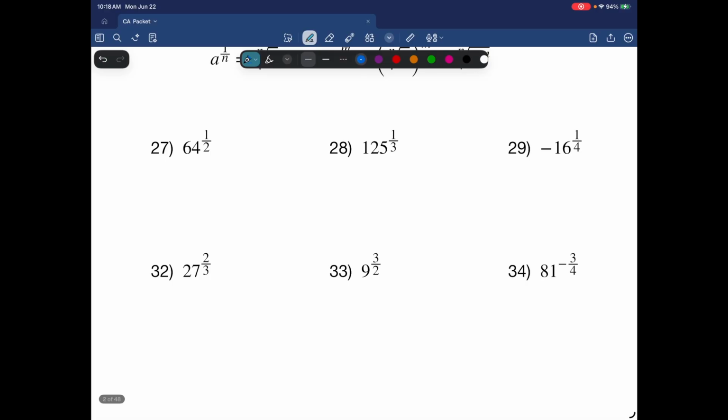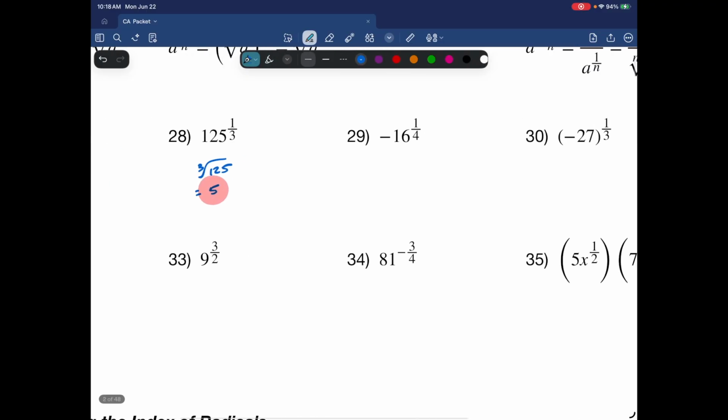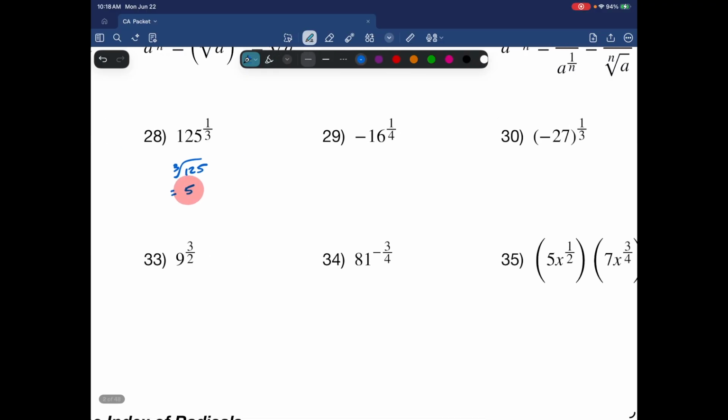So 27, this is the square root of 64. That's what that means, and that is 8. On 28, I got the cube root of 125, and that is 5. On 29, I got a negative fourth root of 16. The fourth root of 16 is 2, so that's going to be negative 2 as my answer. If the negative was inside, I would have a problem. But I didn't have a problem because the negative was on the outside.